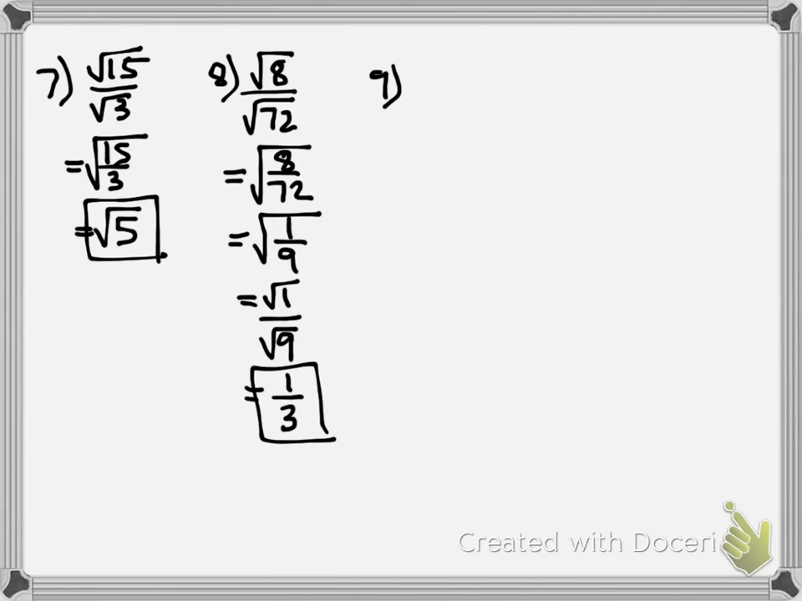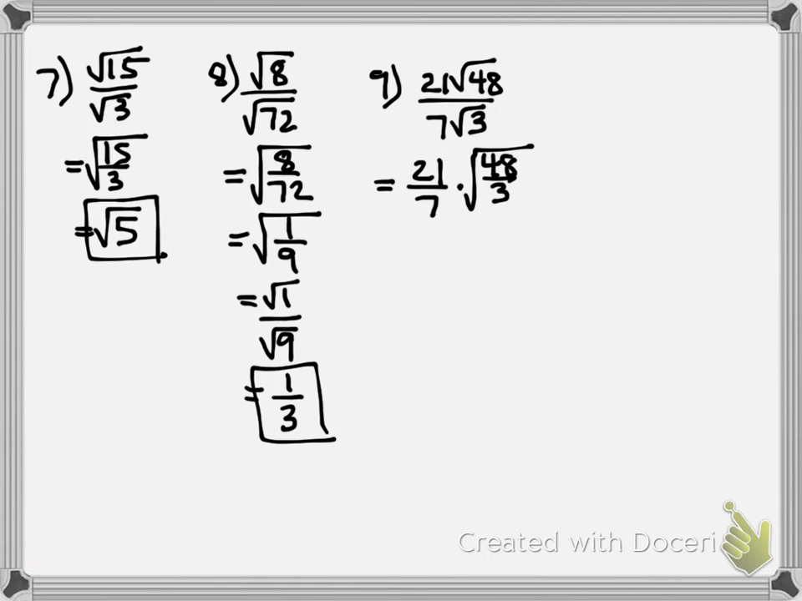All right, let's try another one. Ooh, 21 radical 48 over 7 radical 3. So what's interesting is both of those values have coefficients. Both of them have radicals. So what if we kind of sectioned off the coefficients from the radicals? So that would give us a 21 over a 7, and then we can make one big radical over here of 48 over 3 and see if that helps.